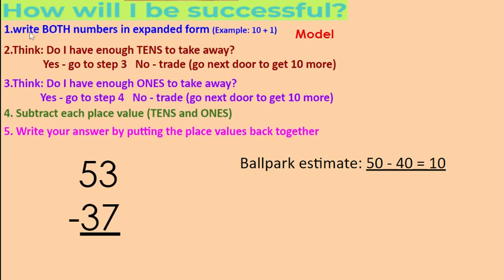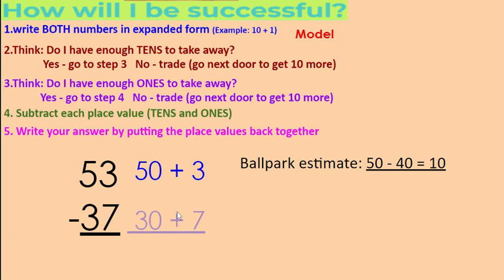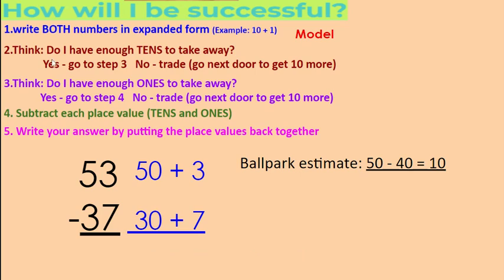Step number 1 says to write both numbers in expanded form. So 53 has 5 tens and 3 ones. So I would write that 50 plus 3. 37 has 3 tens and 7 ones. So I would write that, or expand it, 30 plus 7. Step number 2 says, do I have enough tens to take away? If yes, go to step 3. If not, we will trade.